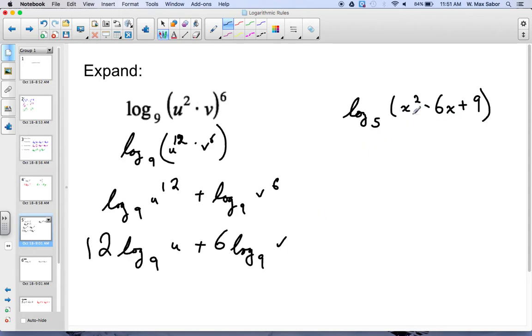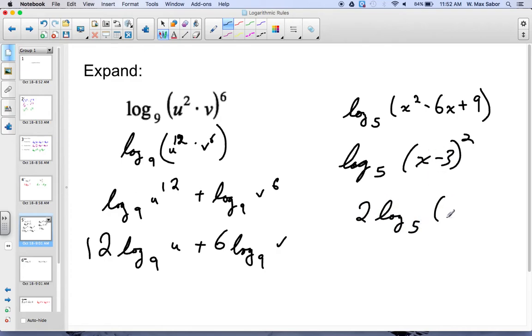This one's a little trickier. When we have a sum or a difference inside, there's no rule for a sum or a difference inside. However, this particular thing can be written by factoring it as x minus 3 squared. So we can use the power rule once we've factored this as x minus 3 squared to say that this is the same thing as 2 log base 5 of x minus 3. So that's how we can expand those.